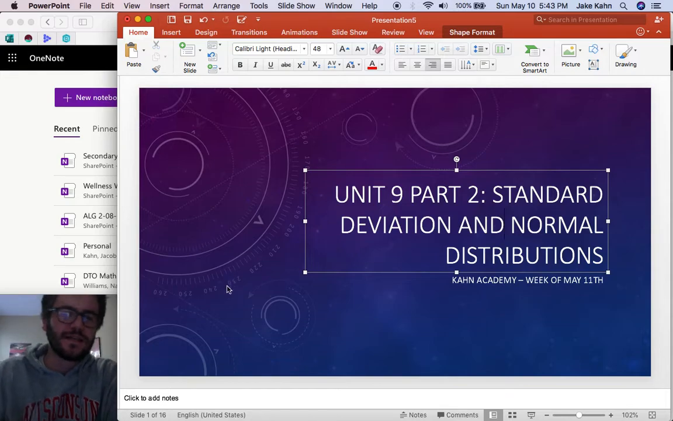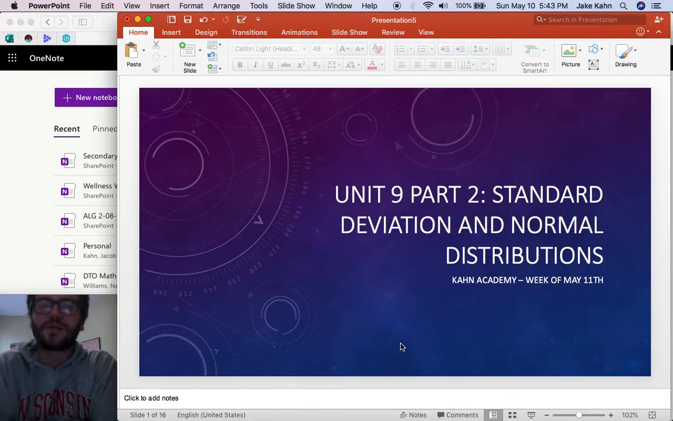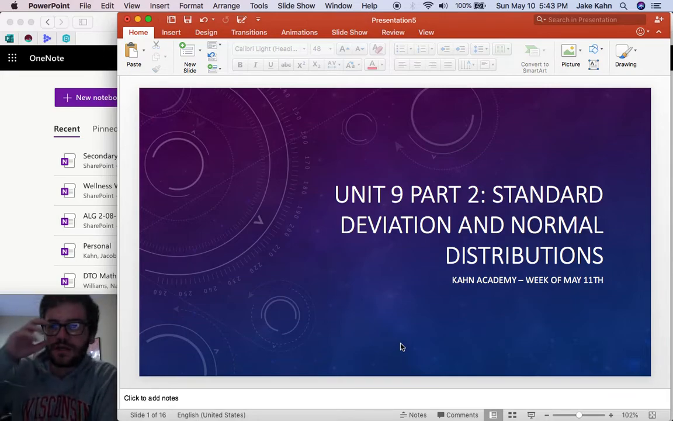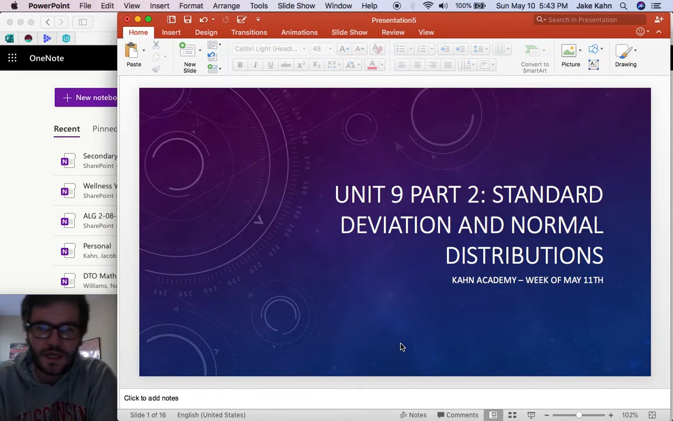Today's lesson is Unit 9, Part 2. We are going to talk about standard deviation and normal distributions. Remember last week we talked about probability. It was a part of our probability and statistics unit, and now we are moving on to the statistics part. So we have two objectives today, talking about standard deviation and normal distributions.